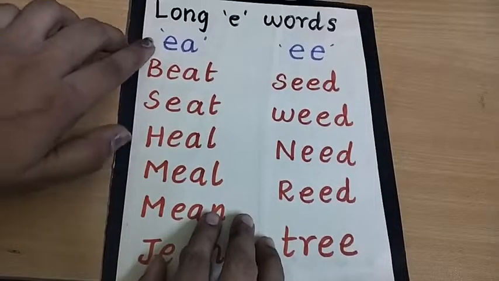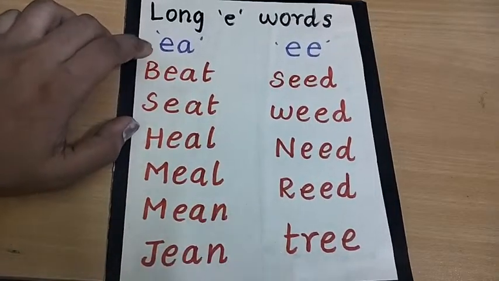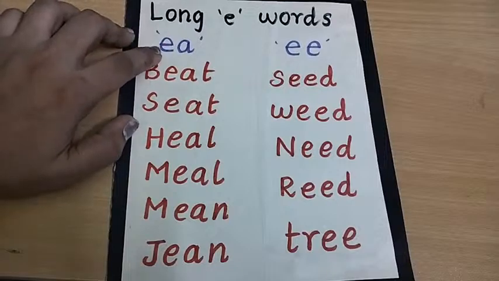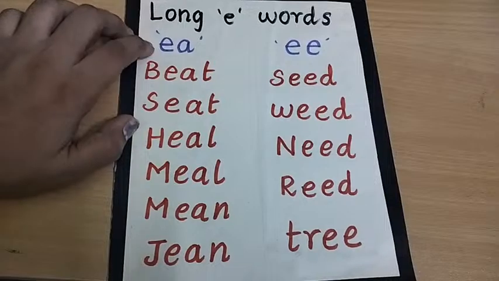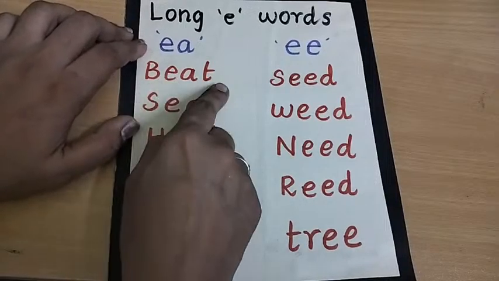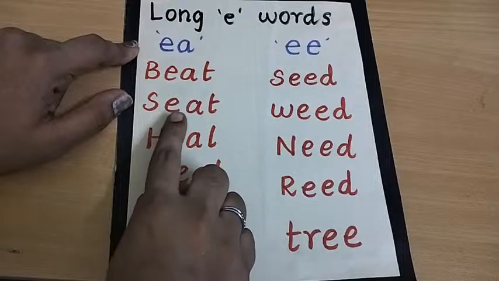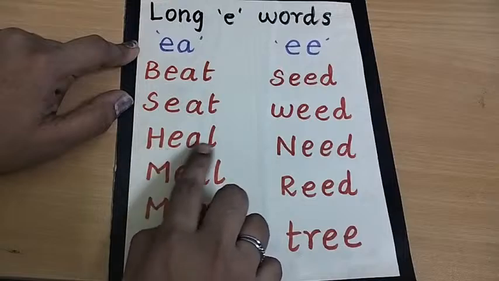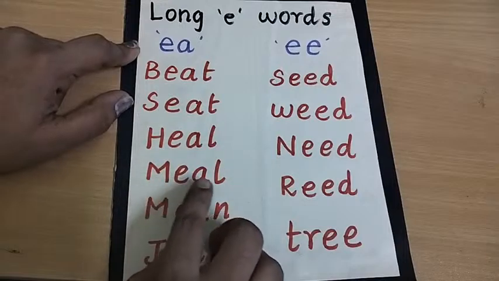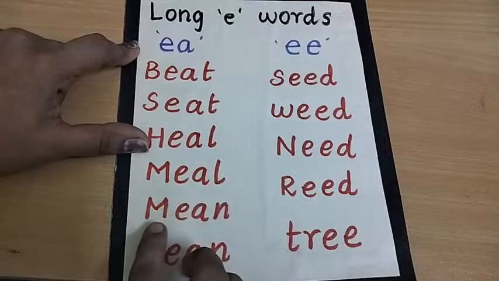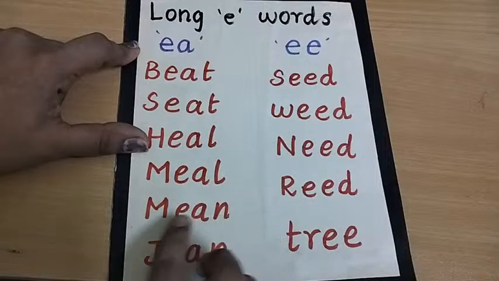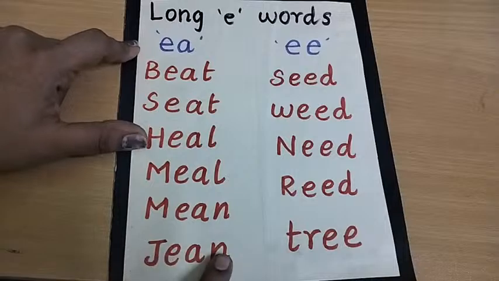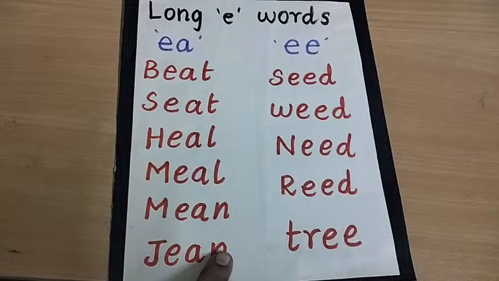So if EA comes together in a word, it is a long E vowel word. So the first vowel takes its actual sound. So how do you have to pronounce this? E. So B, E, T. Beat. S, E, T. Seat. H, E, L. Heel. M, E, L. Meal. M, E, N. Mean. J, E, N. Gene. Okay, so I hope you understand this EA concept.